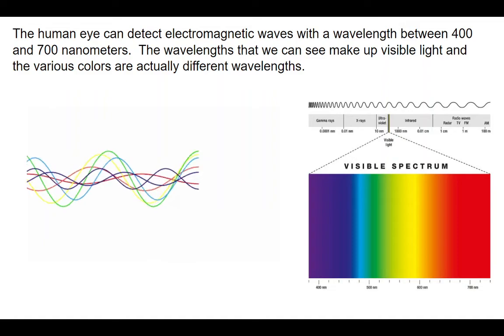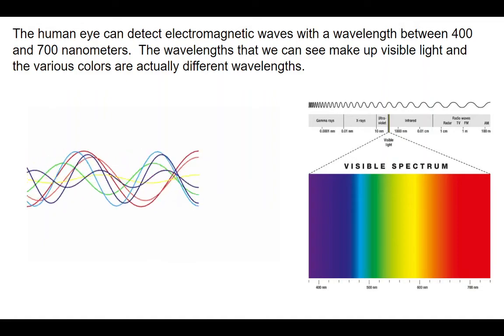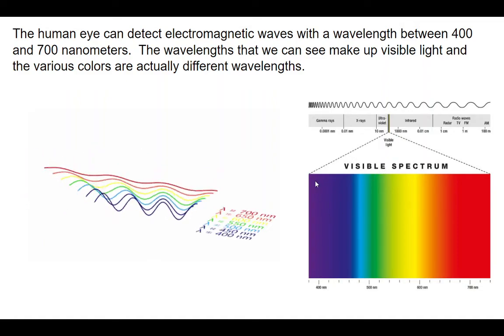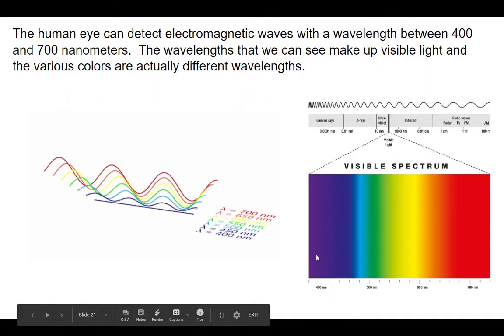Color. The reason you see different colors is some of those wavelengths are shorter than others. So the shortest wavelength in color is the violet end. That's the high frequency end.